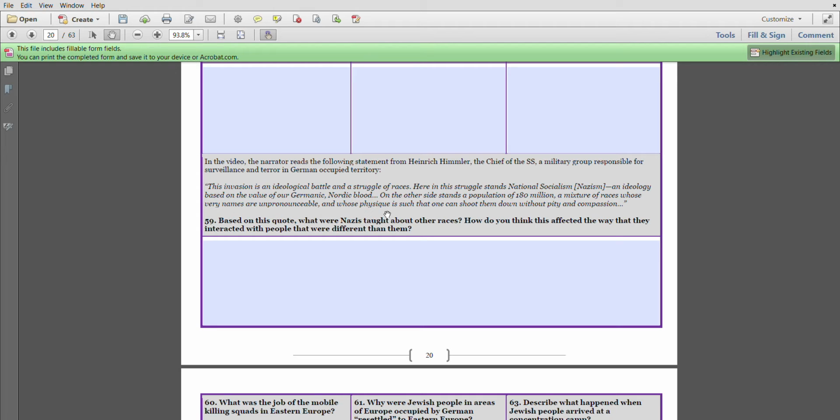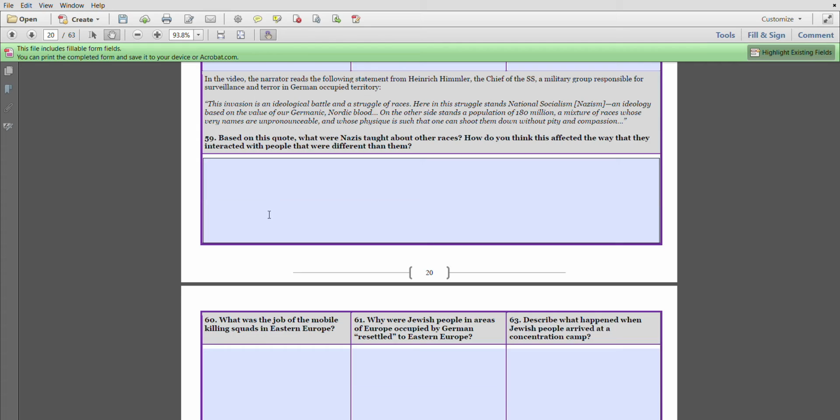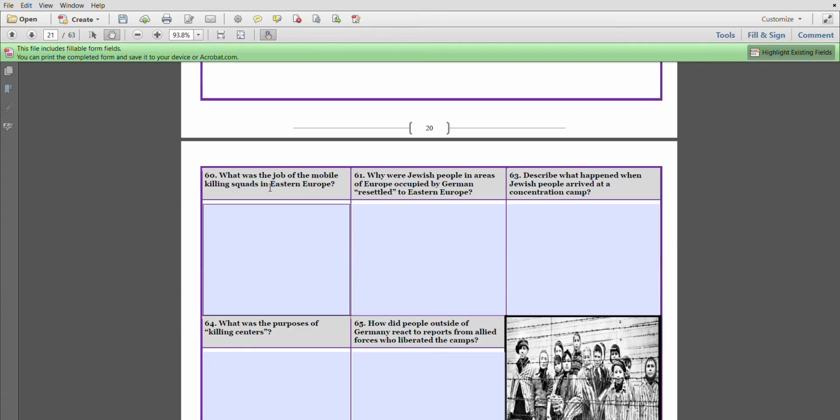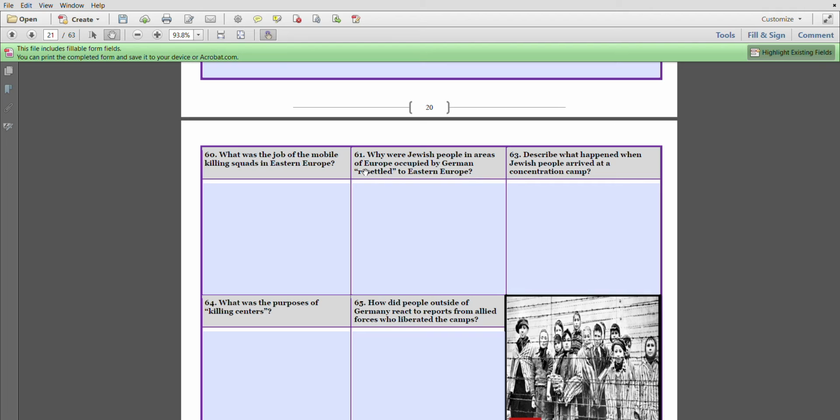Question 59. Based on this quote, what were the Nazis taught about other races? How do you think this affected the way they interacted with people that were different than them? That's your question here. Question 60. What was the job of the mobile killing squads in Eastern Europe? 61. Why were Jewish people in areas of Europe occupied by Germans resettled to Eastern Europe?